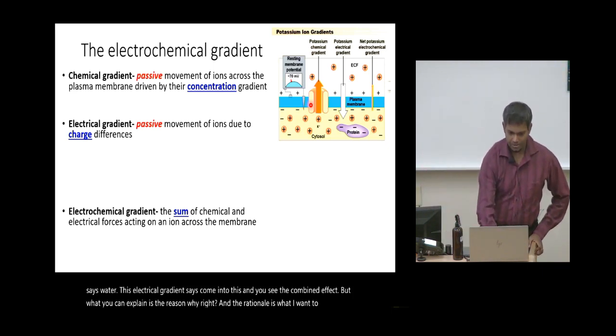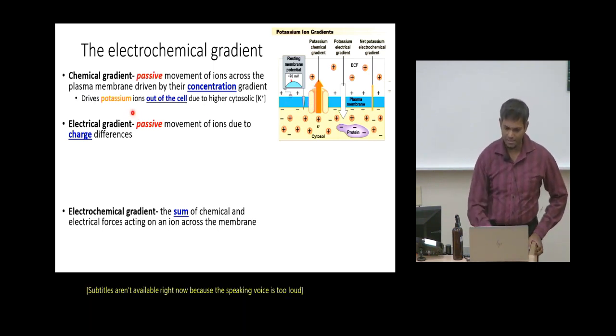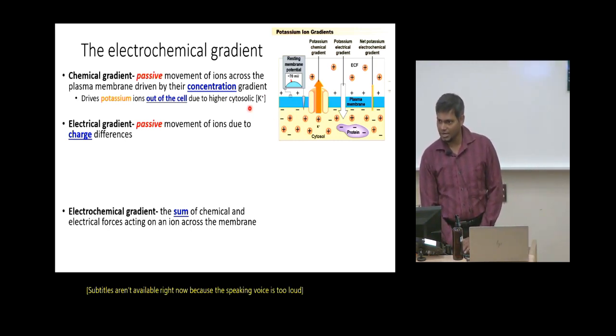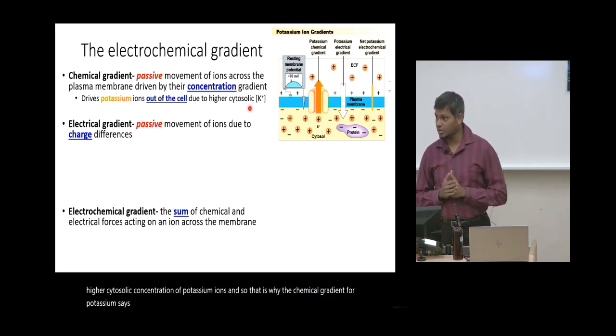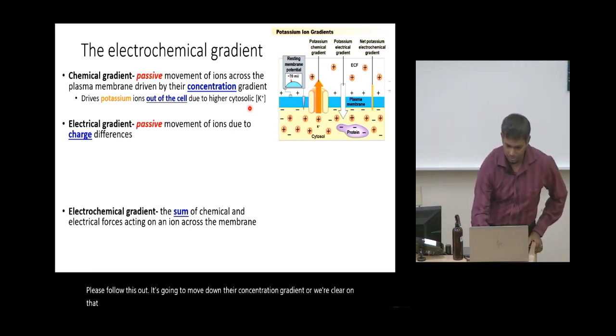If you look at the potassium ions, they want to go out of the cell because there's a higher cytosolic concentration of potassium ions. That is why the chemical gradient for potassium says, please go out of the cell. It's going to move down the concentration gradient. Are we clear on that? Yes? Okay. So let's move to the electrical gradient.